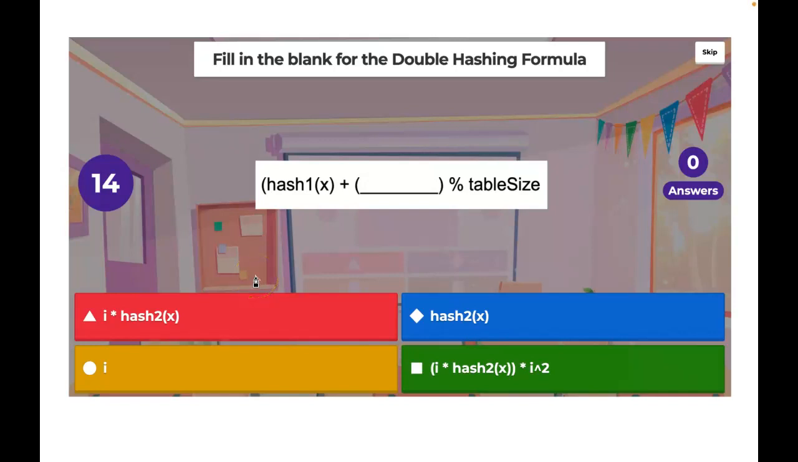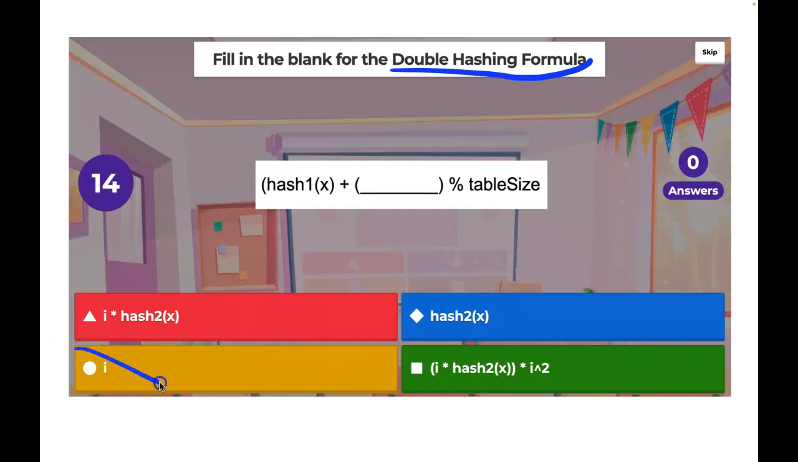So this question here is asking you to fill in the blank for the double hashing formula. And I'm going to underline this because that's important. That's the method that we are going to focus on with this question. And so we know that with double hashing, it's the only method that uses the two hash functions.